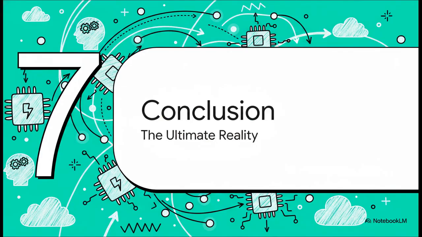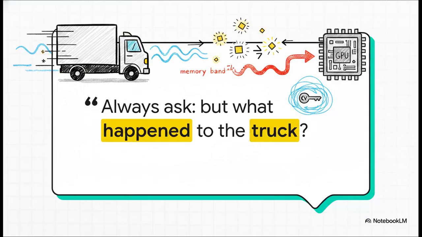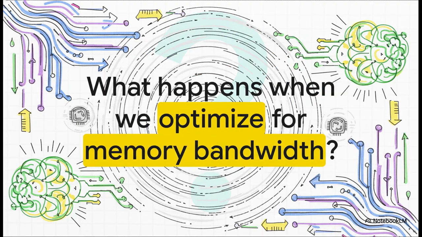Finally, Section 7, Conclusion. Let's distill the ultimate reality of large language model optimization. There's a saying in optimization circles: always ask, but what happened to the truck? If you only measure flop counts and ignore the memory bandwidth tax, the latency of your state-of-the-art GPU is going to be completely baffling to you. The KV cache solves an algorithmic nightmare, yes, but it does so by handing the exact same problem directly to the physical memory bus. So, I leave you with this final thought.